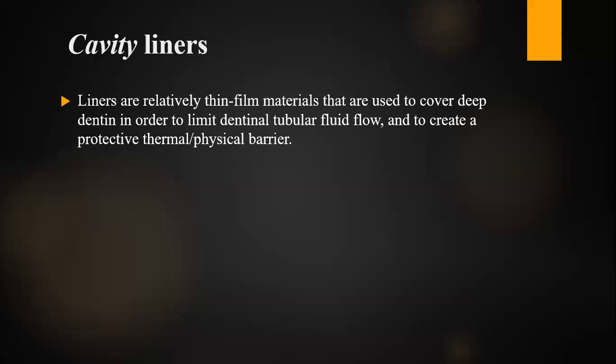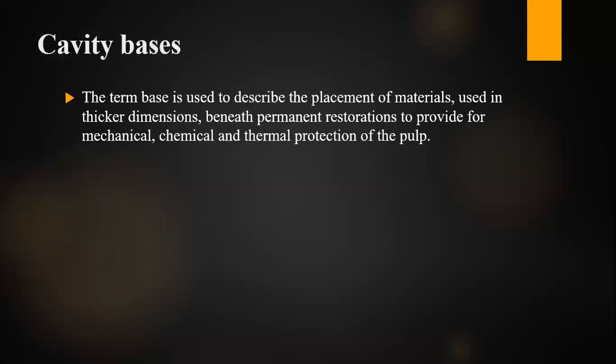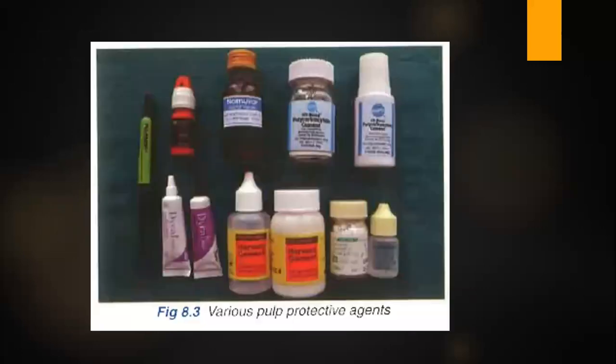Then cavity liners. They are relatively thin film materials that are used to cover deep dentin in order to limit dentinal tubular fluid flow and to create a protective thermal or physical barrier. Then cavity bases. The term base is used to describe the placement of materials used in thicker dimensions beneath permanent restorations to provide for mechanical, chemical, and thermal protection of the pulp.